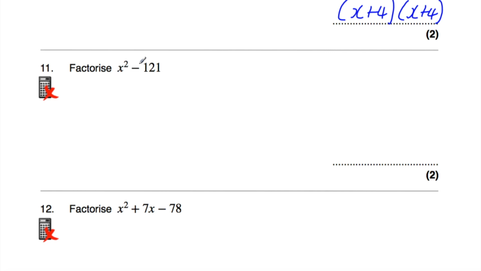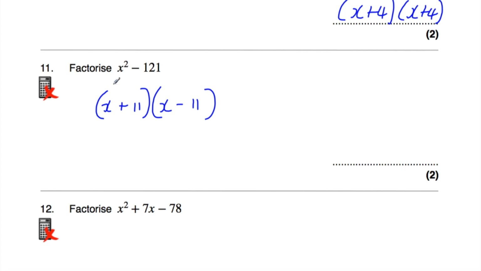So again, this is the difference between two squareds, because we've got x squared and 121, which is a square number. So we're going to do bracket, bracket, bracket, bracket. And because it's x squared, we put x's at the front of both brackets. Now we've got the difference between two squareds, so we're going to square root this to be 11 and 11, because the square root of 121 is 11. And we'll do one with a plus sign and one with a minus sign.